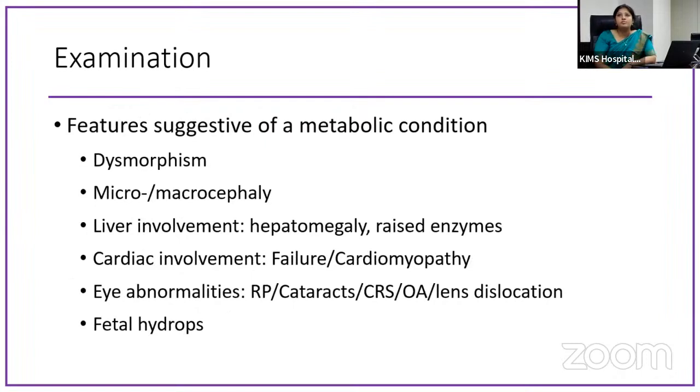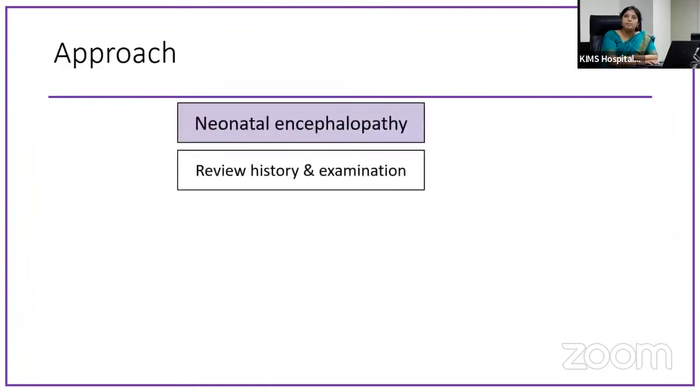In newborns, there are a few features which may be suggestive of a metabolic condition. These include dysmorphism, micro or macrocephaly, the involvement of the liver in the form of hepatomegaly or raised enzymes, cardiac involvement in the form of cardiac failure or cardiomyopathy, and ocular abnormalities like retinitis pigmentosa, cataracts, cherry spots, optic atrophy or lens dislocation, which may be seen in multiple genetic inherited IEM disorders. And fetal hydrops, non-immune fetal hydrops, may be an indication for underlying cardiac or non-cardiac conditions and other genetic conditions in which the kids may present with an encephalopathic feature.